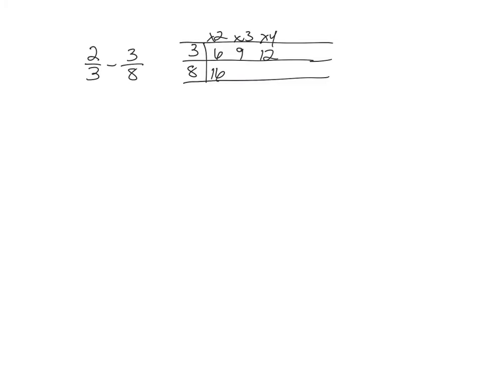3 times 4 is 12. Times 5 is 15. Still not bigger. Times 6 is 18. Okay, it got bigger. Still nothing matches. So it got bigger, so come back down here. 8 times 3 is 24. Bigger than 18, so go back up here. Times 7 is 21. Times 8 is 24. And they match. So 24 is my common denominator.